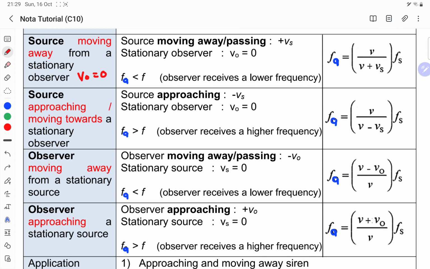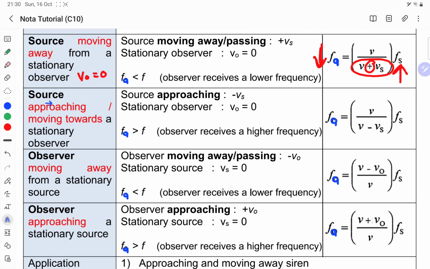Then, logically thinking, when the source is moving away from the stationary observer, the apparent frequency received by the observer will be decreasing. Okay, so in order to get a decreasing FA, the denominator should increase. For that we need the positive sign. When the bottom is plus, the denominator will increase. So the apparent frequency decreases.